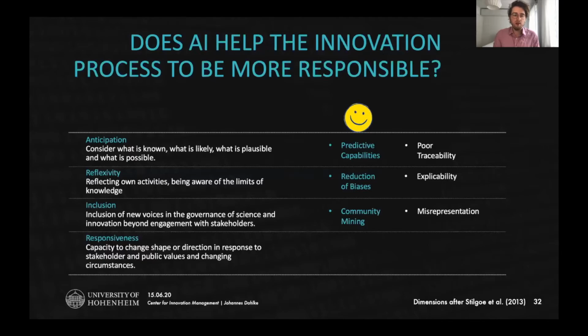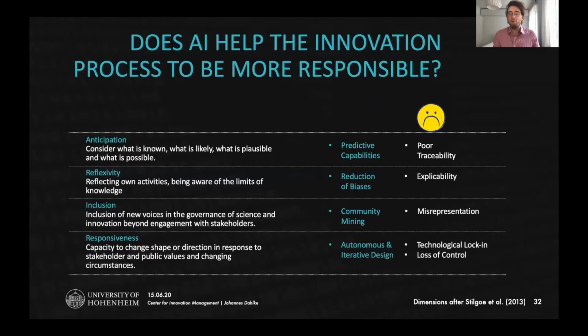And then lastly, we can look at responsiveness. And this means the capacity to change or shape direction of the innovation process in response to stakeholder and public values and changing circumstances. So changing societal environments, right? And here AI may come in positively, as it allows us to incrementally adapt and update the innovations as they're already diffusing into society and are in the hands of the customer and can react to individual customer needs.